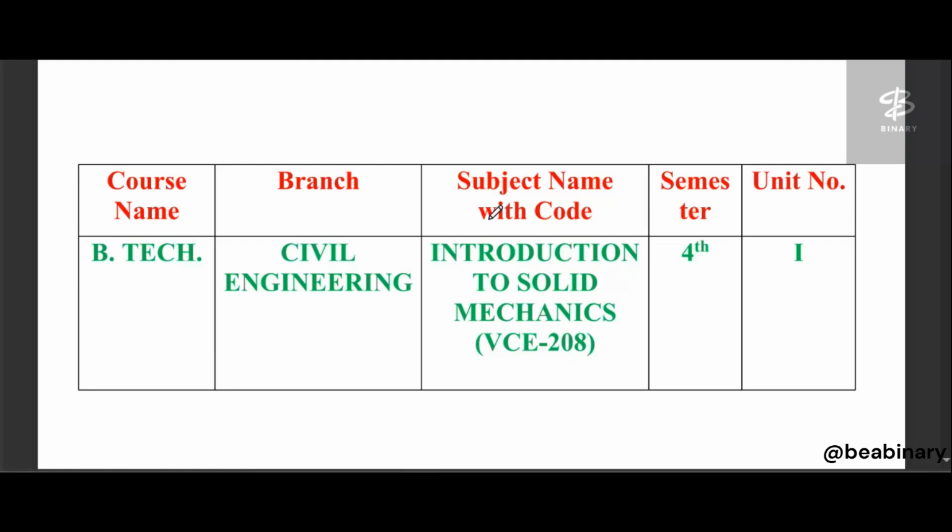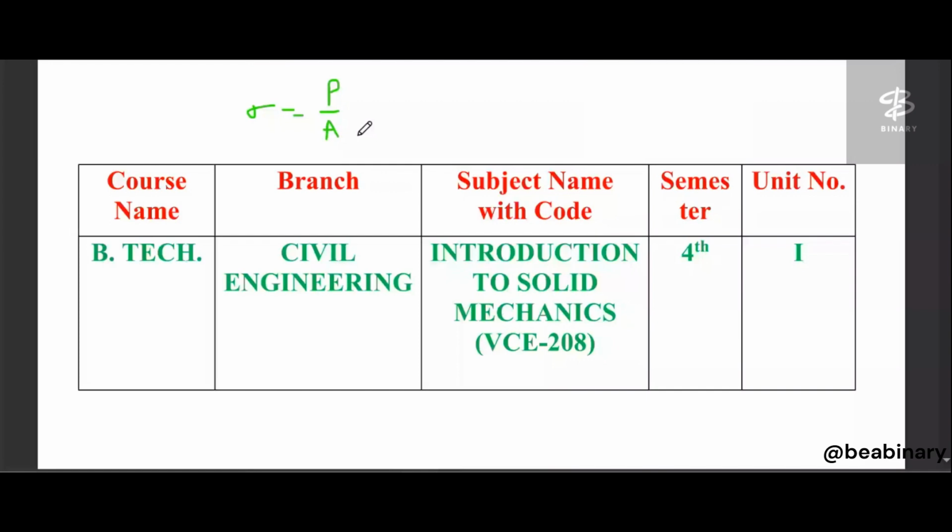Sigma is equal to P naught upon A. Here sigma is the stress, equal to force, P, upon area. It depends on the original area or the instantaneous area. Instantaneous means varying area, and A naught means original area. So sigma is equal to load upon original area, and A naught is the original cross section area.